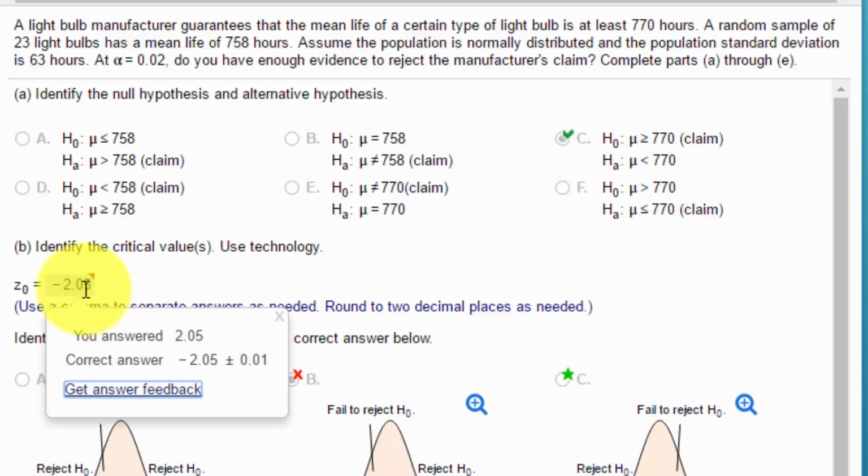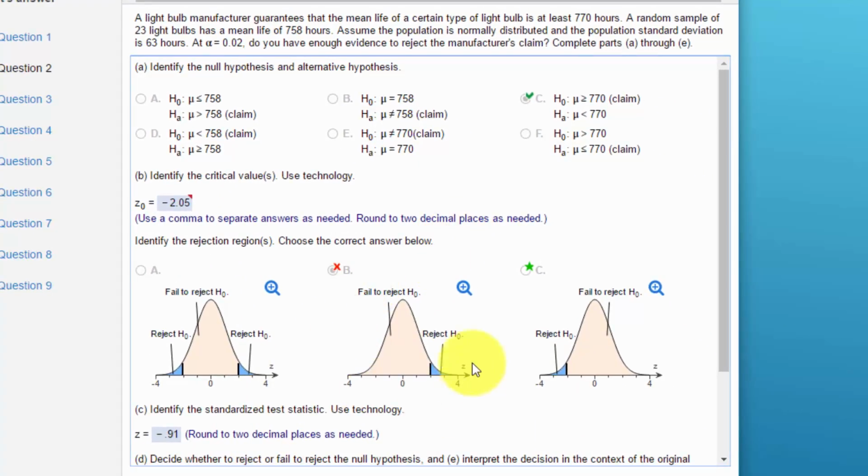This person answered positive 2.05. So they did the math right to get the 2.05, but either they didn't realize that this was a one-tail, left-tail test, and that's the reason they got this part wrong. They also picked the wrong graphic down here, the normal curve. They picked the one that corresponded with plus 2.05, and that is not the correct one. This was a left-tail test, so it should have been minus 2.025.